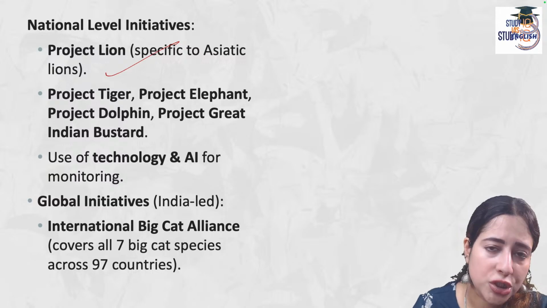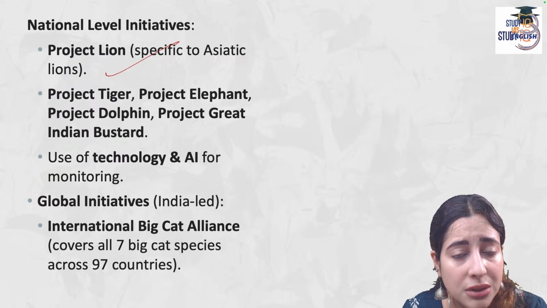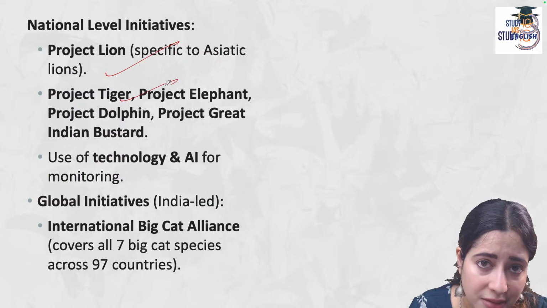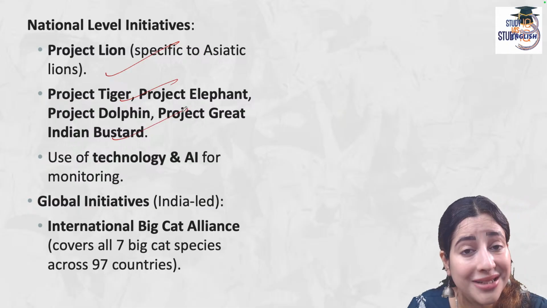So many initiatives India has been taking. For example, let's talk about the 1972 Wildlife Protection Act. Then we have Project Tiger, Project Elephant in 1991. You have Project Dolphin, and protection for the Great Indian Bustard.